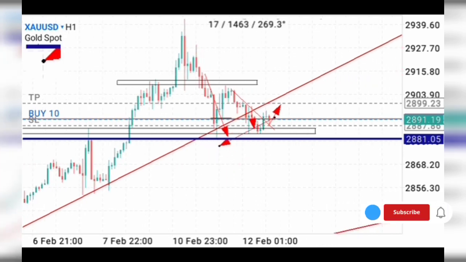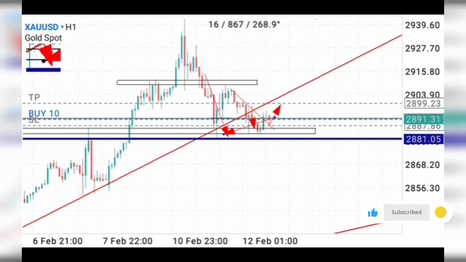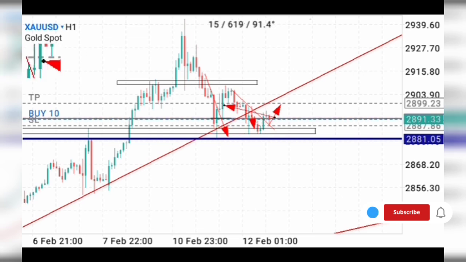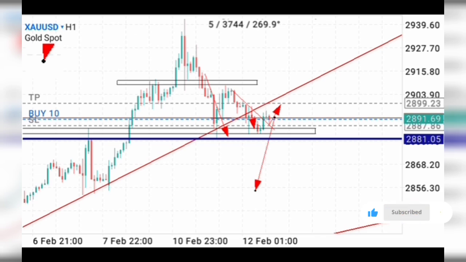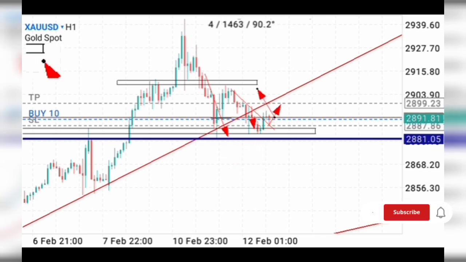Actually, I bought from here when price touched this level. See, I bought from here. So price touched there, bought, and now finally price broke below this trend line. That's to tell you that gold is going to be selling. Gold is definitely going to be selling, but I took advantage of the small buy here. It's just a little buy that I took here.